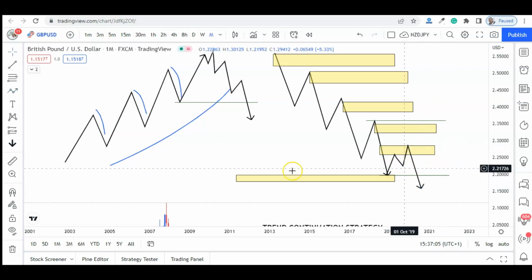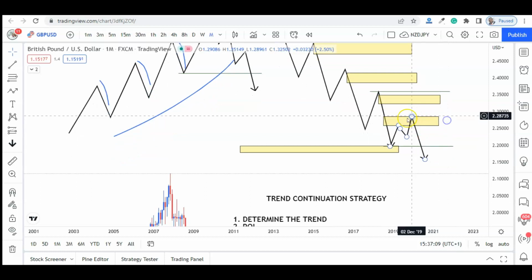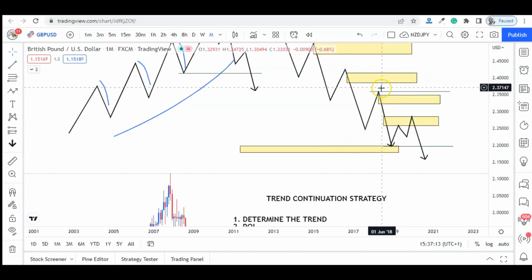Now always have your target in hand. When you are selling here, your target will be the end of this leg first, this first trading range. This will be your first target. This should be your first target. When you hit that target, you can take partials and allow the rest to run.